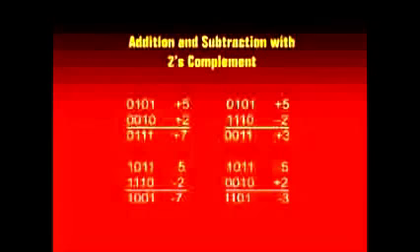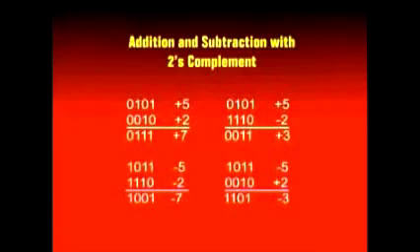Now, to obtain the actual magnitude of a negative number, you need to take 2's complement of the negative number. So, for example, minus 3 is represented as 1, 1, 0, 1. If you take the 2's complement of 1, 1, 0, 1, you would end up with 0, 0, 1, 1. You have just seen an example of representing numbers in their 2's complement form. You have also seen an example where we have added and subtracted different numbers represented in their 2's complement form.